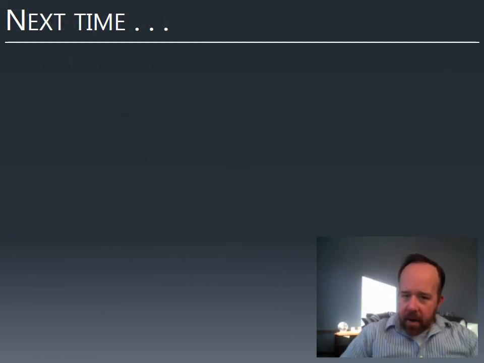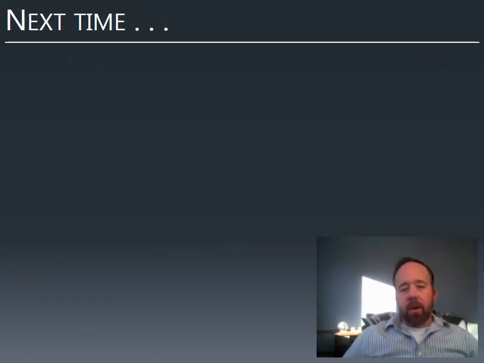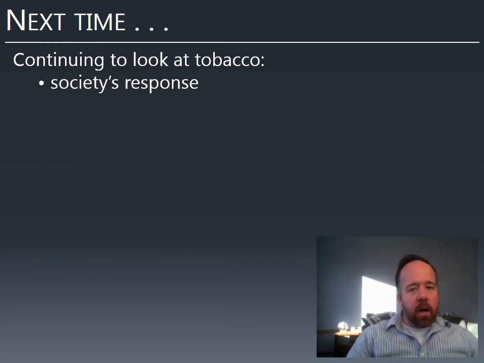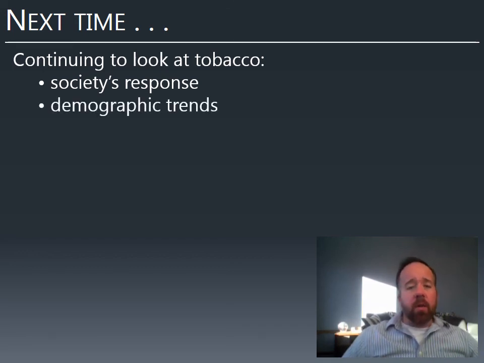Okay, so that is it for today. That is our coverage of the history of tobacco and the effects of tobacco. Next time, we'll continue to look at tobacco, and really we'll look at a more social level. What has society's response been to tobacco, especially in terms of regulation? Also, what are the demographic trends? Who smokes? Who's likely to smoke? Why do they start smoking? What form of tobacco are they using?